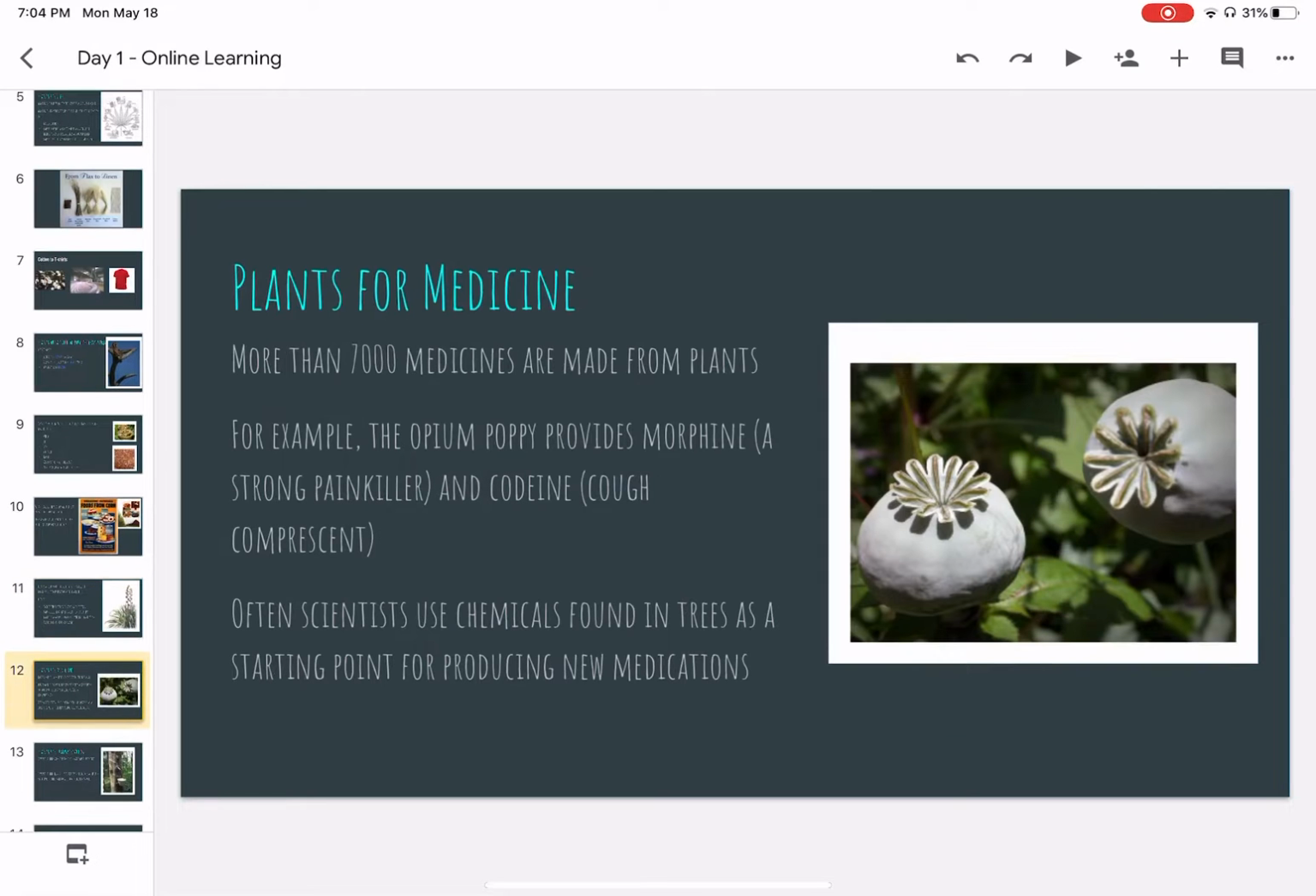So plants are medicine, as I had mentioned before. This is widely used by a lot of people. There's more than 7,000 medicines that are made from plants. If you take a look at the opium poppy, poppies can provide something called morphine, which is a very strong painkiller.